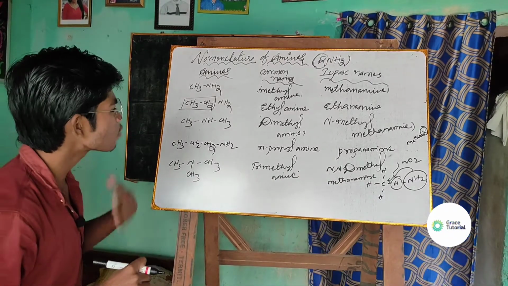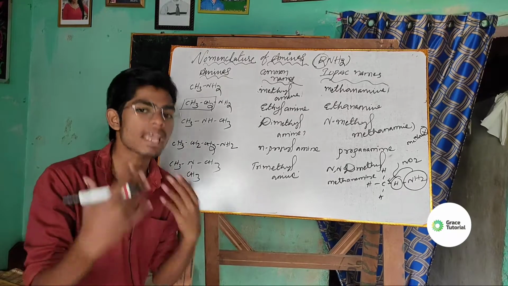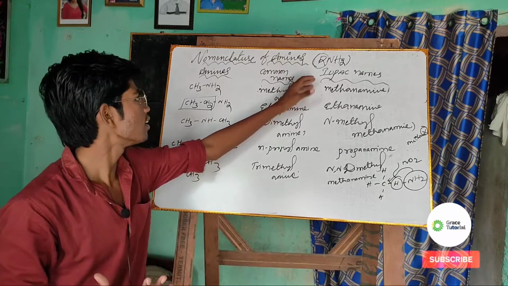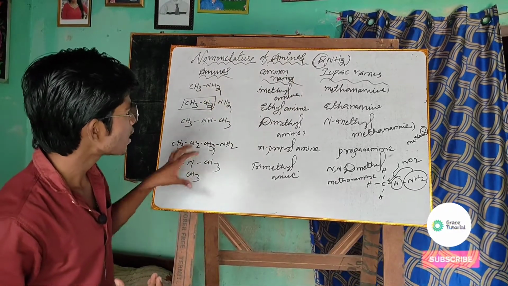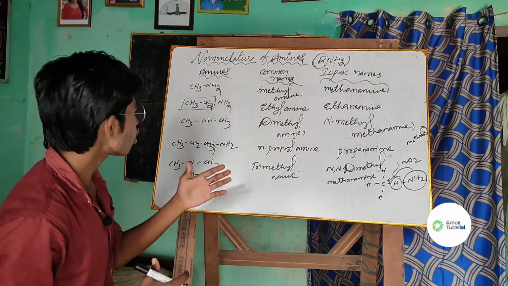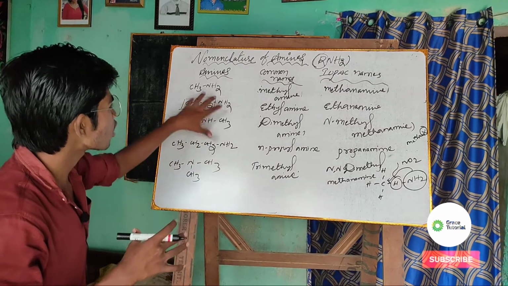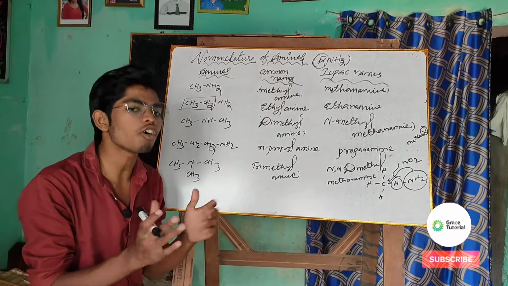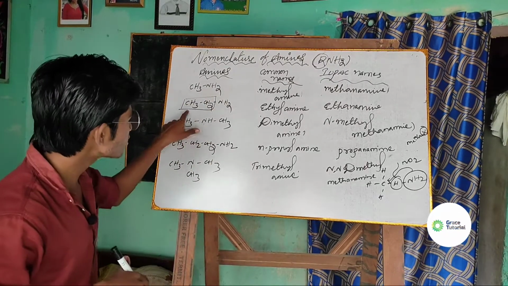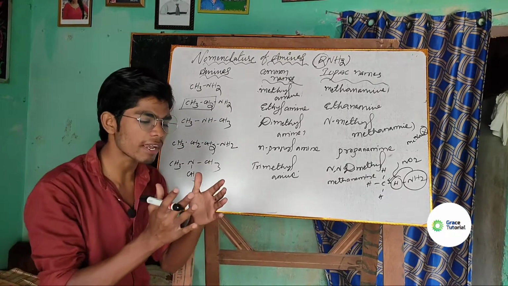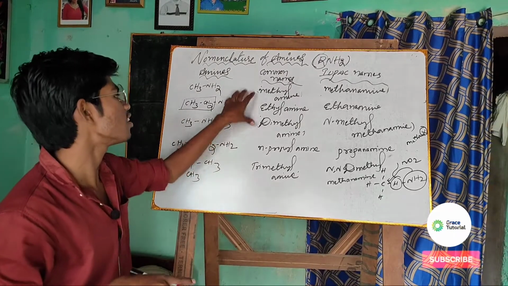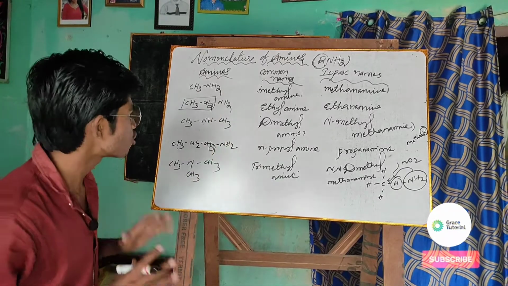So here I have written various examples of the aliphatic amines, according to the general formula that I have written, and how the common names are obtained and how the IUPAC names are obtained. The common names are obtained in a very simple way. You need to split the formula: this is methyl and this is amine, so methylamine, very simple. Similarly, this is ethyl and here it is amine, so ethylamine. In this way, the common names can be given by using the splitting method.